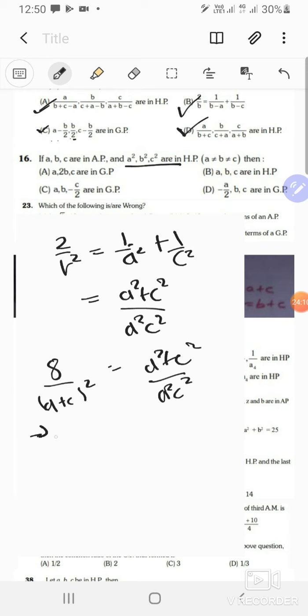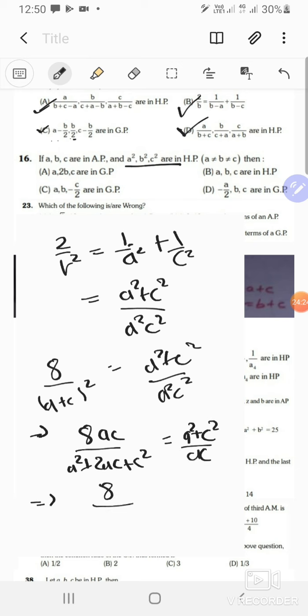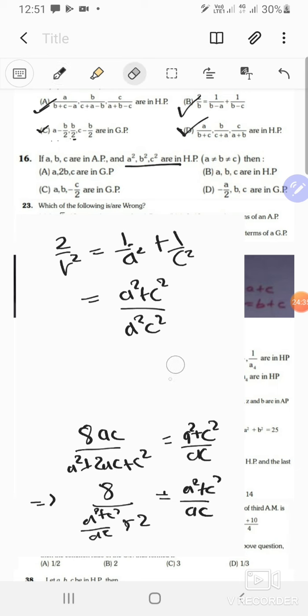Okay, so this can be written as 8ac upon a squared plus 2ac plus c squared is equal to a squared plus c squared upon ac. That is more like 8 upon a squared plus c squared upon ac plus 2 is equal to a squared plus c squared upon ac. So now you can see where I'm going with that. I'm going to call a squared plus c squared upon ac as x. So that will be 8 upon x plus 2 equals x.